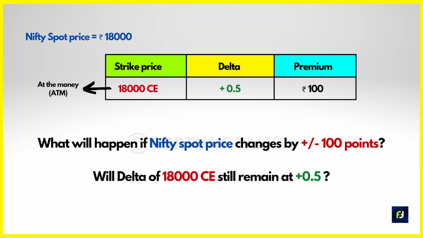Now what will happen to the delta value of the 18,000 call option when the Nifty spot price rises or falls by 100 points? That is, it becomes 18,100 or 17,900. Do you think the delta will still remain at 0.5?